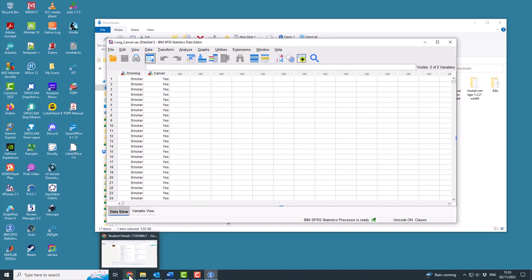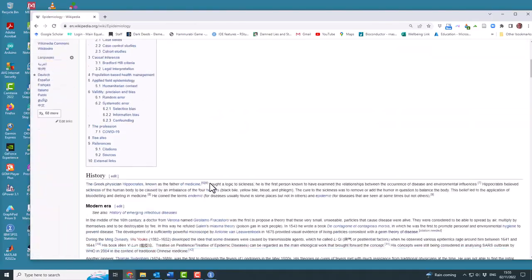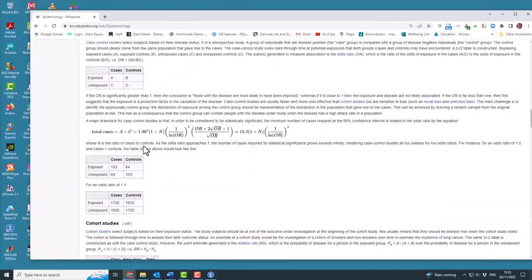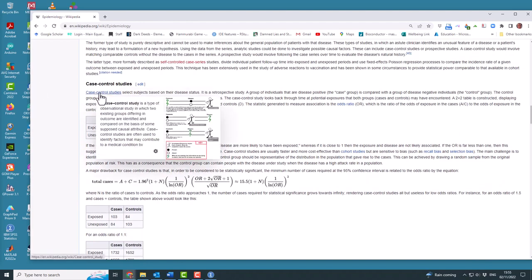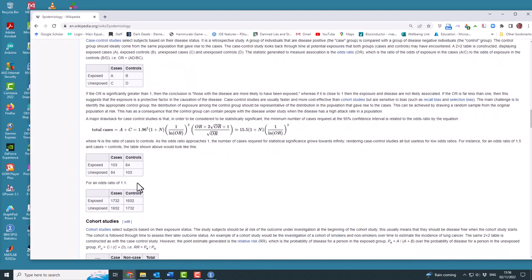So if I go and have a look for epidemiology in Google, and I then go down to Wikipedia and scan down a little bit, the basic model in epidemiology in a case control study is this one. You have exposure to some factor that you think causes a disease, and then you have those that have it and those that don't. Then you have these other things. So these are odds ratios and chances.